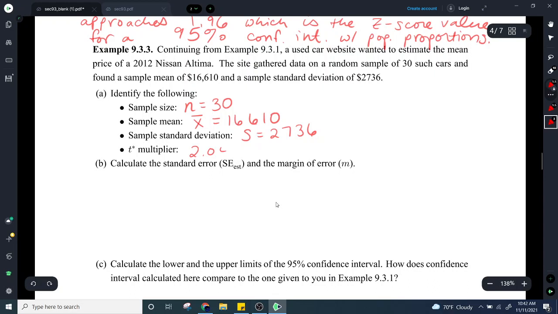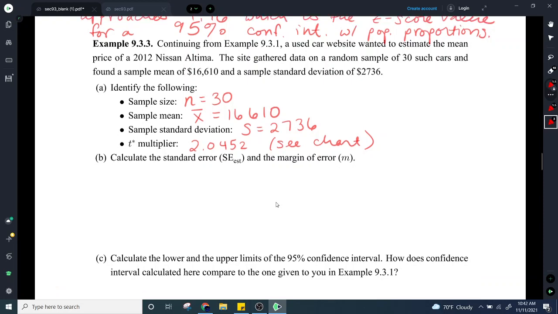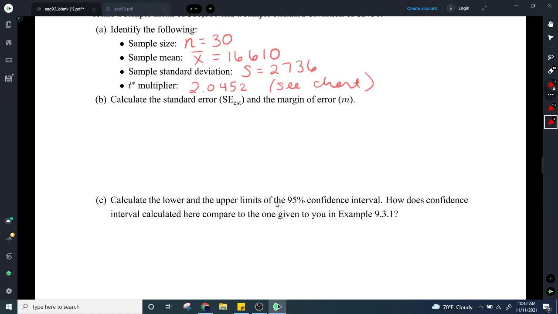2.0452. And if you want to make a note, see the chart above. Like I said, if we have a sample size that's different, that's not in that chart, we can certainly use StatCrunch to get that t-star value. I'll show you that in a minute. Calculate the standard error and the margin of error.